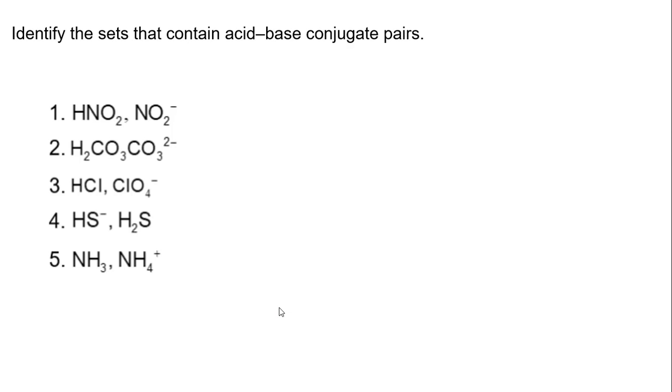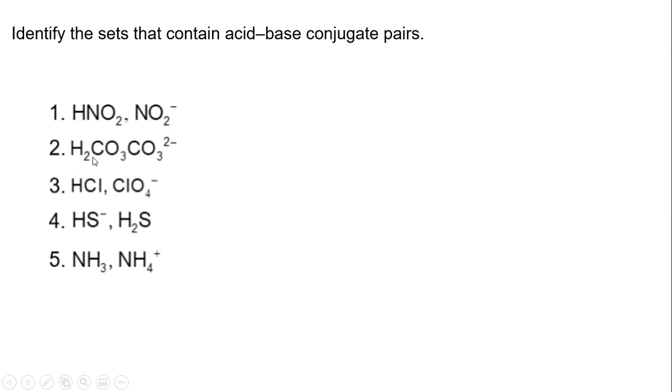So let's now identify the sets that contain acid-base conjugate pairs. Not all of these are going to match up, and we need to make a definition. Remember, follow the hydrogen, and we only do 1 hydrogen at a time. This one is a conjugate acid-base pair. This is the acid. This is the conjugate base, because you can see that the hydrogen is lost, and that ends up being a base.